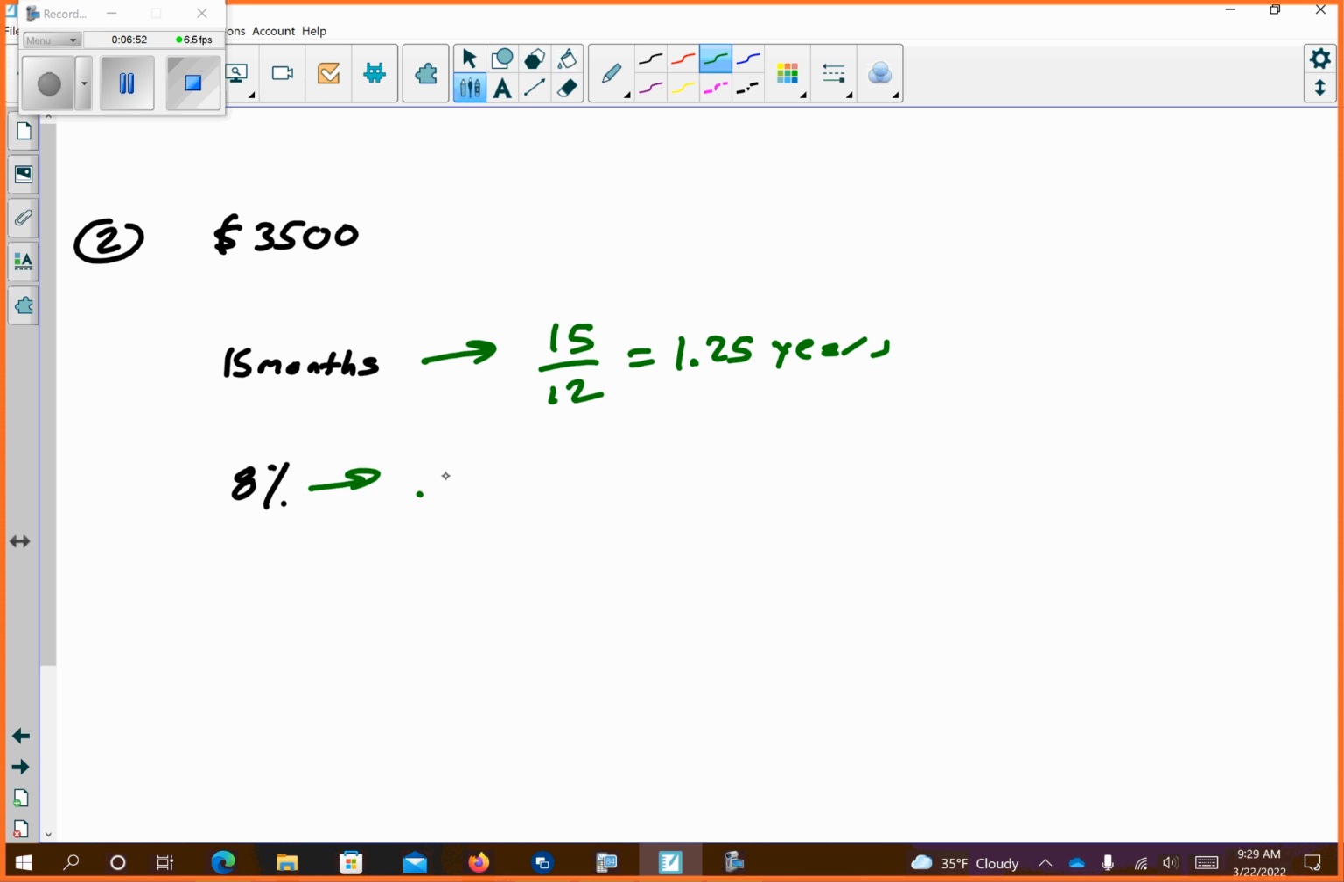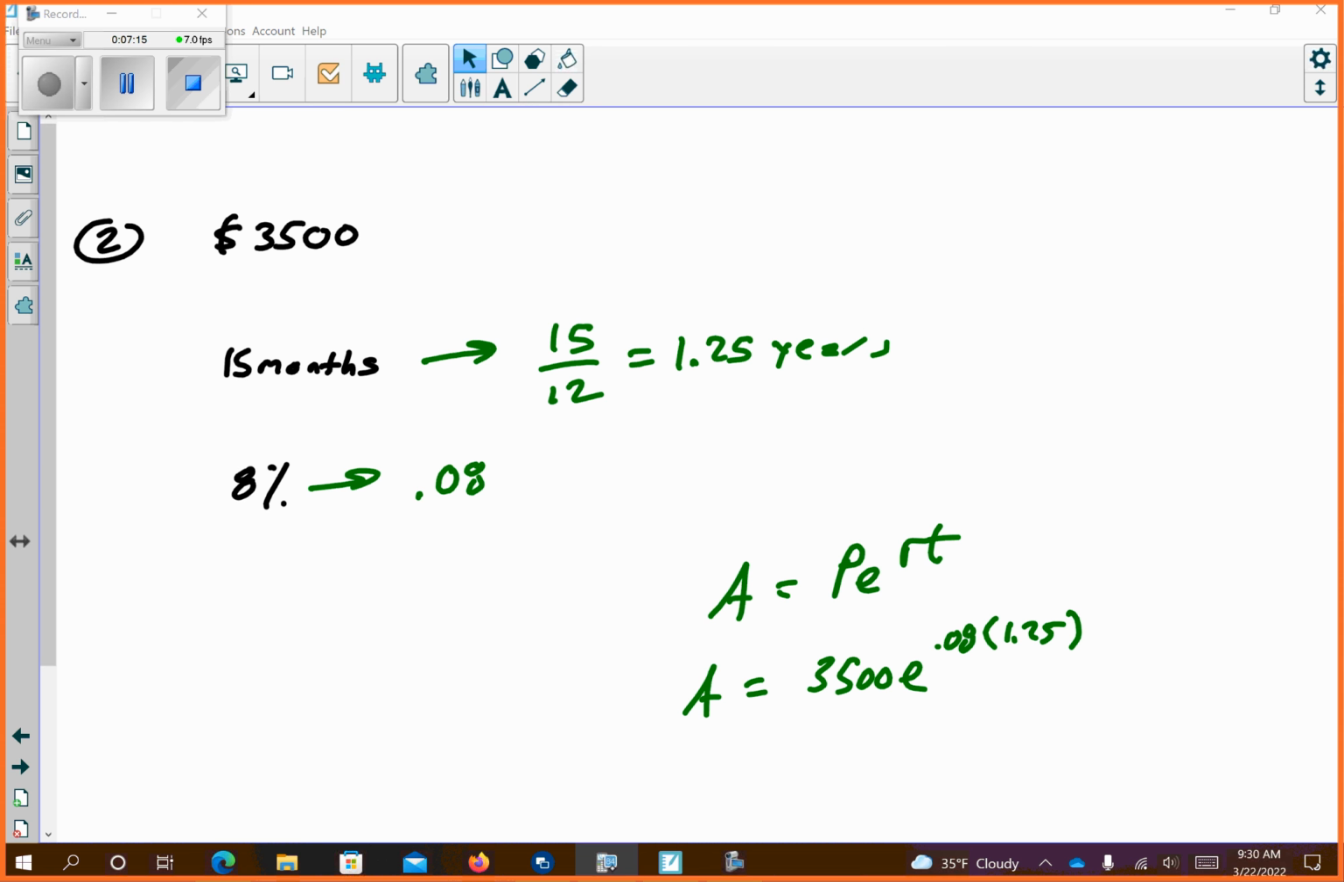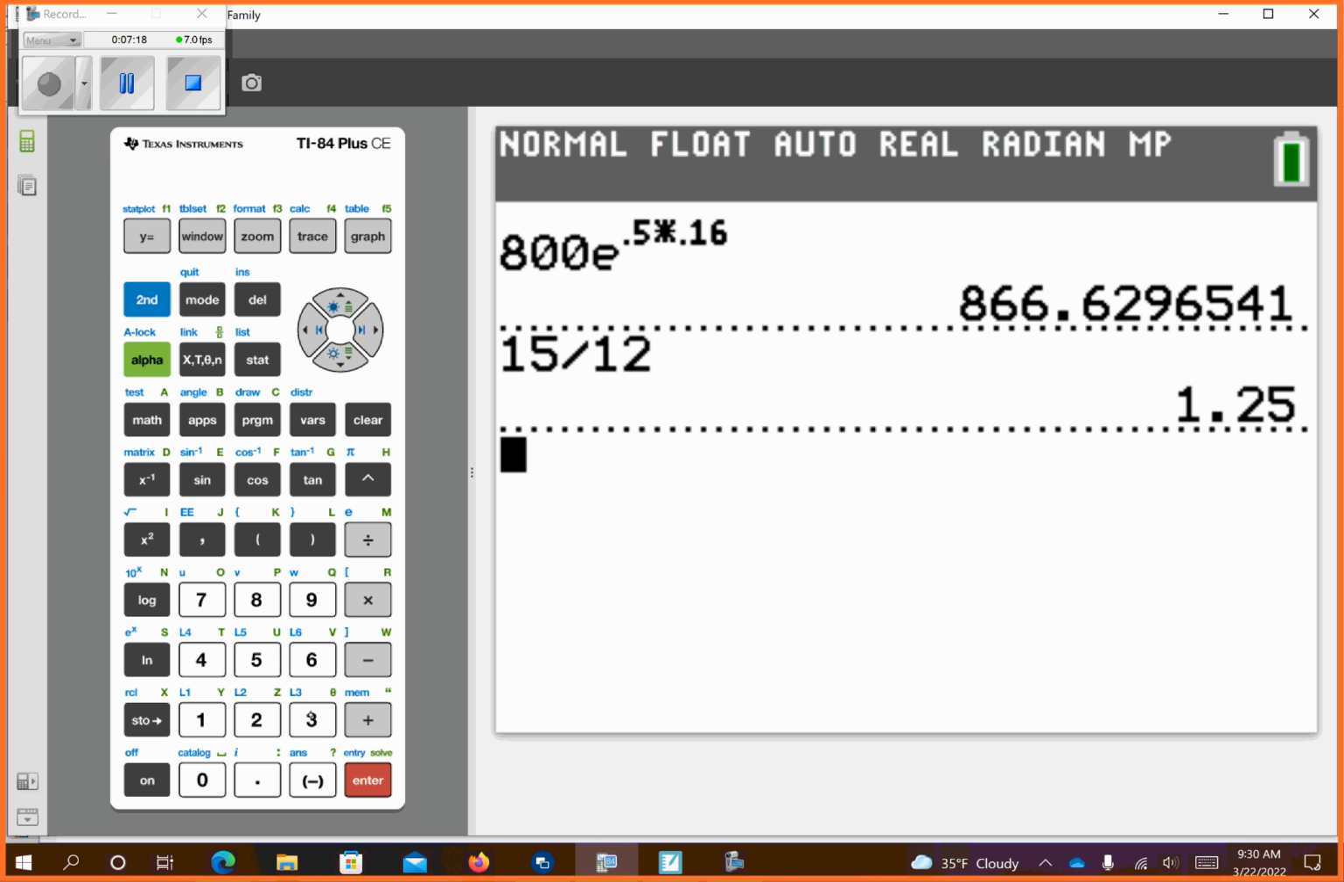And then 8% is going to be 0.08. Okay, so we're going to go ahead and plug that into our equation. And again, this is just our simple equation. So A equals 3,500, e for the exponential, rate 0.08, and 1.25. All right, 3,500 times e to the power of... was it 1.25? Yeah. And then 0.08 times 0.08.